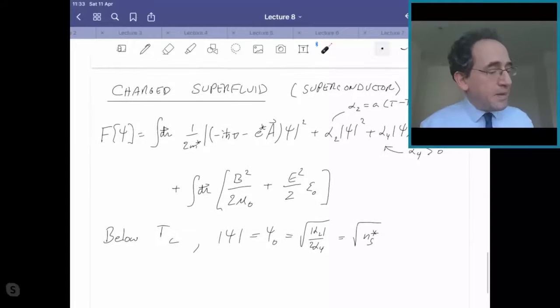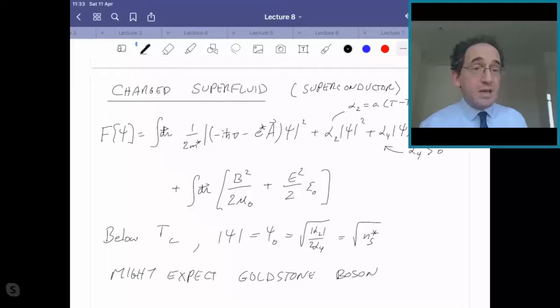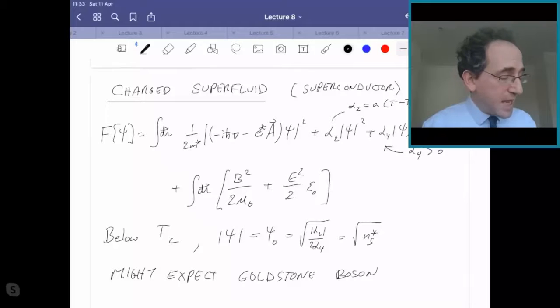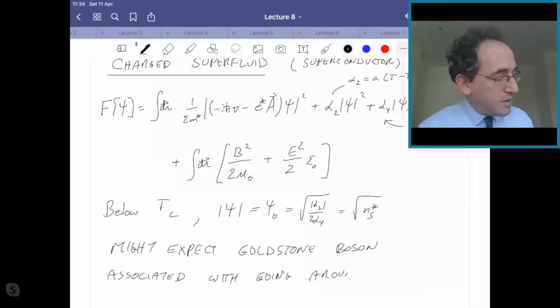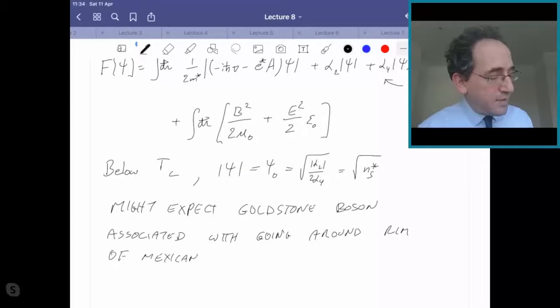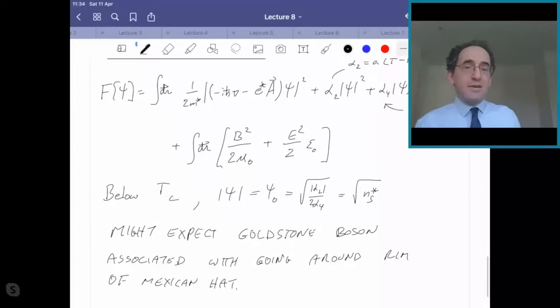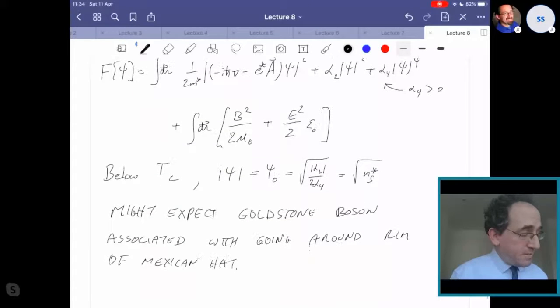So we might expect, write this down, we might expect a Goldstone boson associated with changing the phase of the order parameter, associated with going around the rim of the Mexican hat, exactly as we had in the case of the neutral superfluid. However, there is none. But there is none.